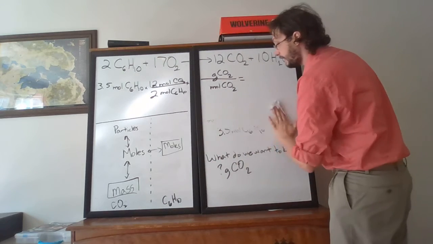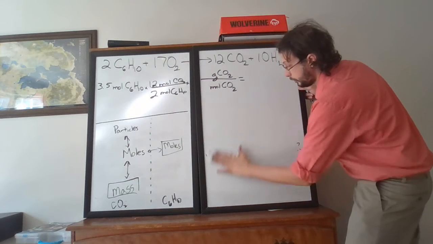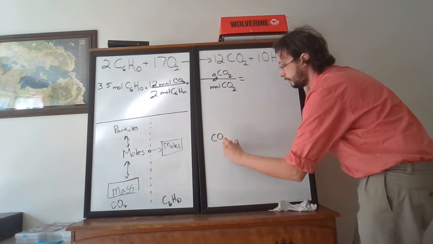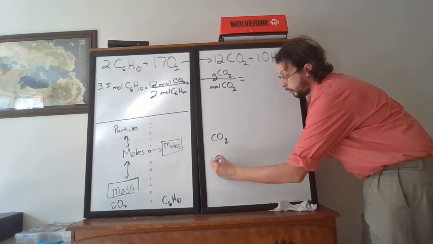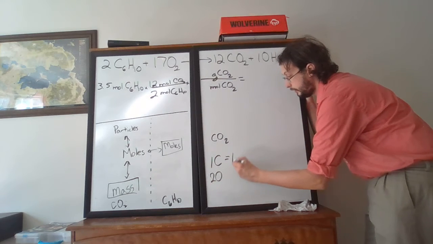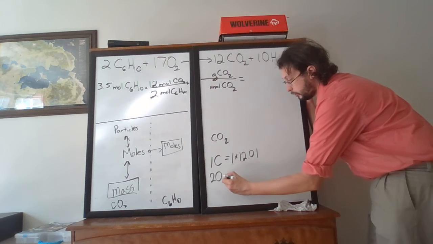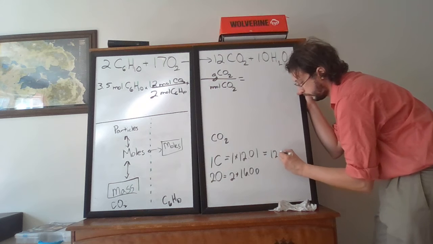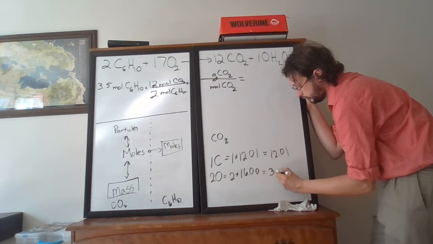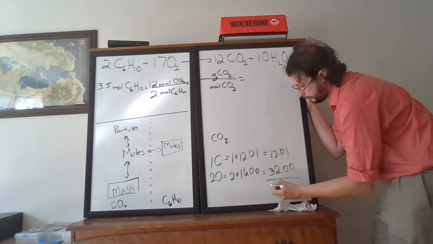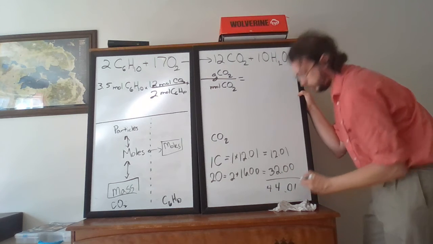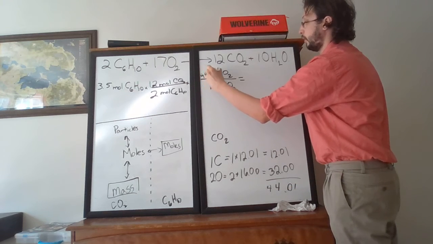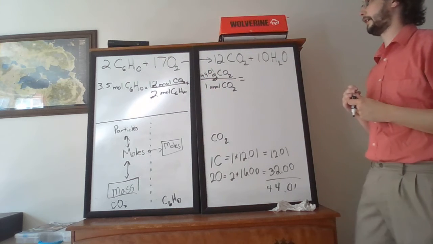Anytime you go from moles to mass, we need to find the molar mass. To find the molar mass, you need to look at the periodic table. The molar mass for carbon dioxide, CO2, needs 1 carbon and 2 oxygens. 1 carbon is 12.01. 2 oxygens is 2 times 16. 1 times 12.01 is 12.01. 2 times 16 is 32. When you add them together, you get 44.01. So that's the number that goes with grams of carbon dioxide. 44.01 goes on top, 1 goes with moles on the bottom.